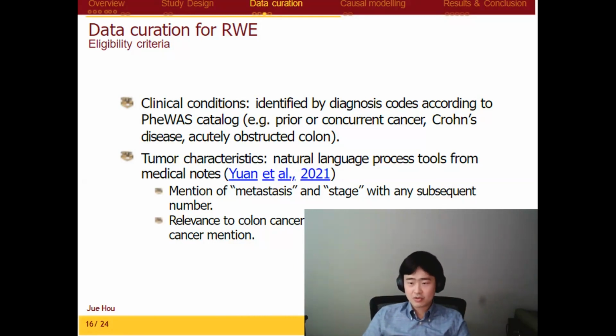And we also use natural language processing tools that extract numerical numbers from the clinical notes to learn the stage. For example, if there is a mention of metastasis or the stage followed by any numerical number. And also to be more specific to colon cancer, because the patient might have other diseases that also have a stage, we use a relevance measure to see how close colon cancer is mentioned in the vicinity of those stages and the numerical number extraction. The tool is called NICE.